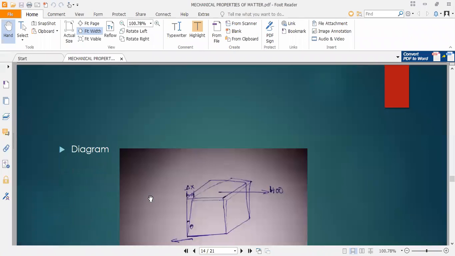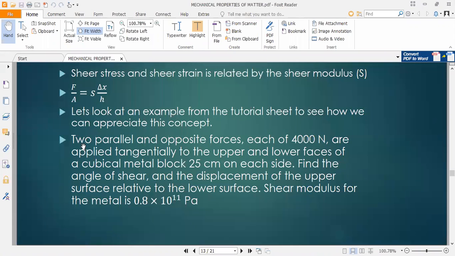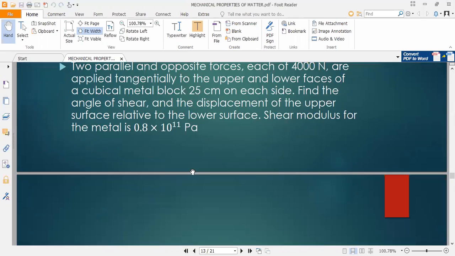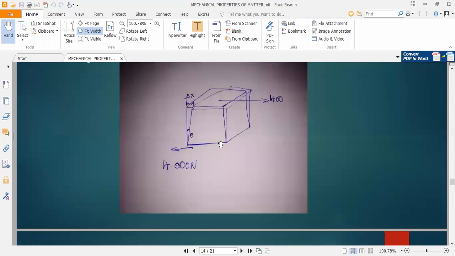So what we have is 2 parallel and opposite forces, each of 4,000, applied tangentially to the upper and lower faces of a cubical metal block. We expect that all the sides are the same at 25 centimeter. What they mean by tangentially is that they are applied parallel to that surface. The surface and the force are parallel. So now this is a cube.